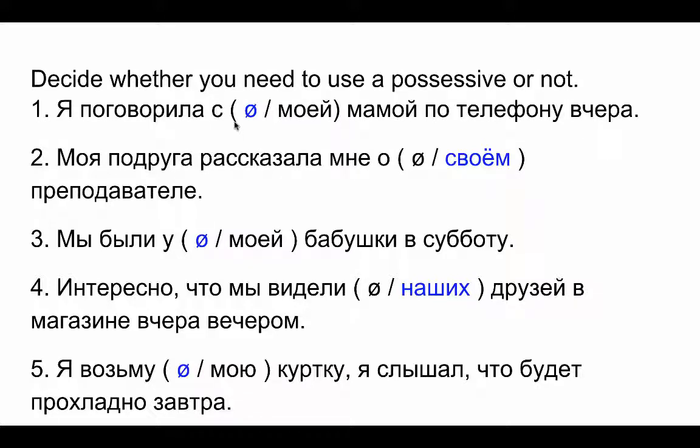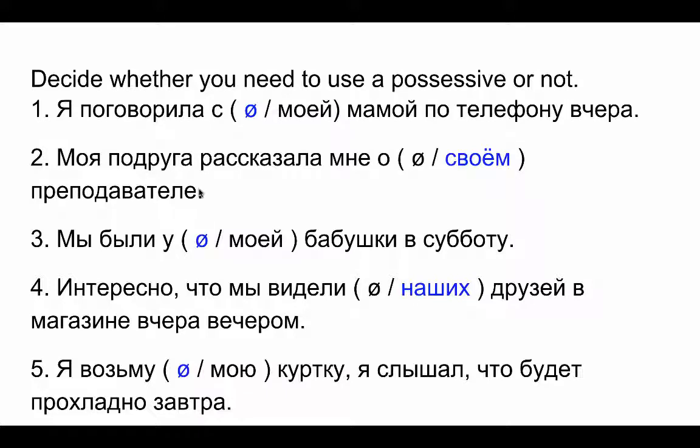Here we probably don't need it. Я поговорила с мамой по телефону вчера. We can assume it's your own mother. It's not really wrong to put in моей. It's just not that likely. Russians tend to leave them out. Моя подруга рассказала мне о своем преподавателе. Here, maybe we would keep in the possessive, because it might be ambiguous whose teacher we're talking about otherwise. If we already know who we're talking about, then we might leave out своем.